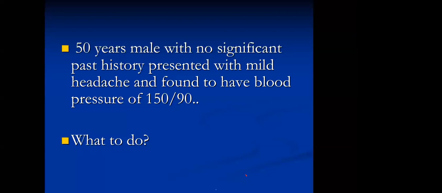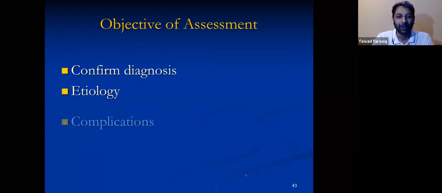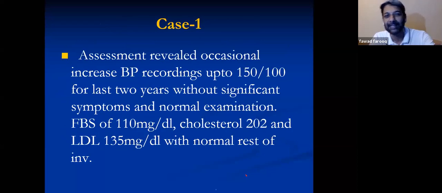Yeah, thank you. But let's see, we have assessed this patient comprehensively with these headings: confirming diagnosis, etiology, complication, other comorbids. That's just the result. Now I want the answer again from your side. Assessment revealed occasional increased blood pressure recording up to 150/100 for the last 2 years without significant symptoms and normal examination, FBS 110, cholesterol 202, LDL 135 with normal rest of the investigations. Anyone can answer what should be the plan for this patient? Plan means treatment or conservative measures, and if treatment, which drug, and what will be your targets for this patient?